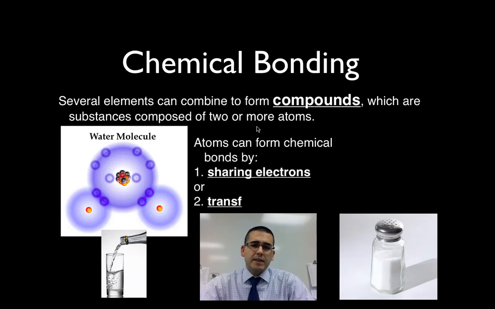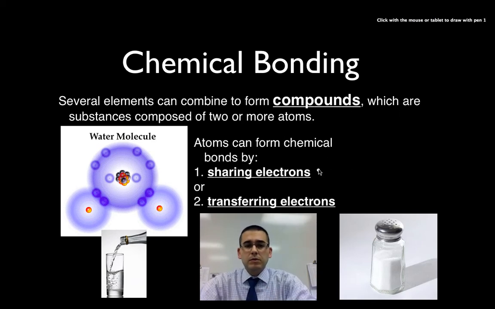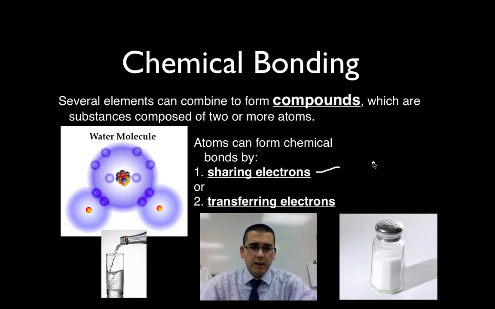Now there's two ways that compounds can form, and that's through the sharing of electrons or through the transfer of electrons. There's a few other ways, but for the purpose of this class, this is what we're going to be looking at. So first, next to sharing electrons, wherever you wrote that, please write down that this type of bond is called a covalent bond.